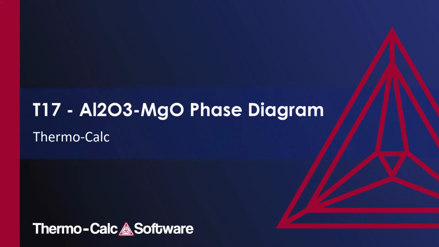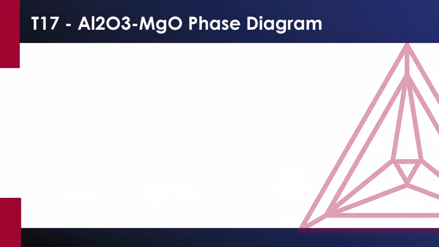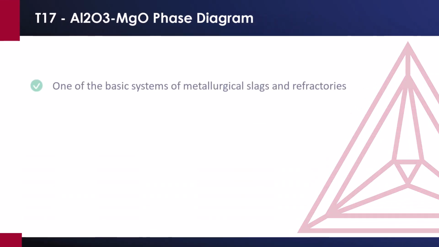This video will show you how to use Thermo-Calc to calculate a phase diagram for the oxide system, aluminum oxide, magnesium oxide. The aluminum oxide magnesium oxide system is one of the basic systems of metallurgical slags and refractories and is important for understanding these materials.